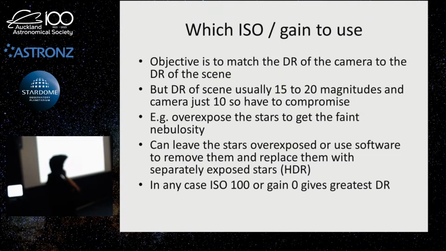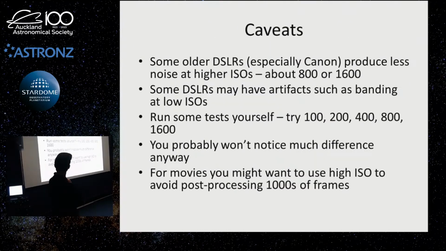So, which ISO or gain to use? Well, I've made that clear, and I've just said that. In any case, ISO 100 or gain 0 gives the greatest dynamic range. It gives you the best chance of getting the best signal to noise ratio.